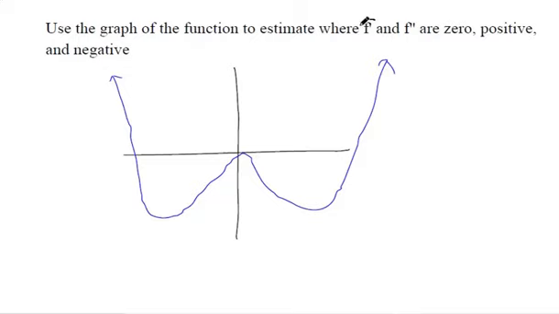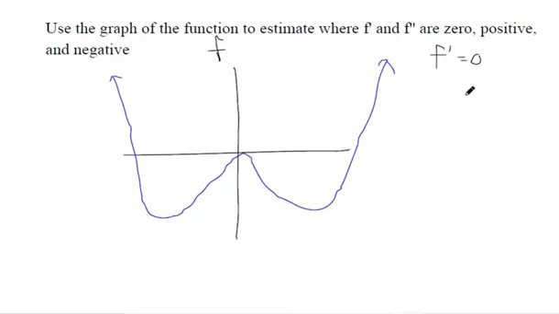We're asked to use the graph to estimate where the first, and by the way, this is f. Okay, this is a graph of a function. We're supposed to estimate where the derivative and where the second derivative are 0, positive, and negative. So let's write those off to the side and start with this.